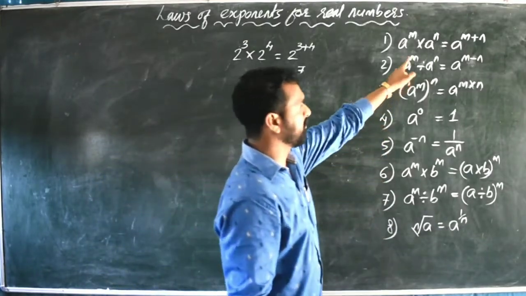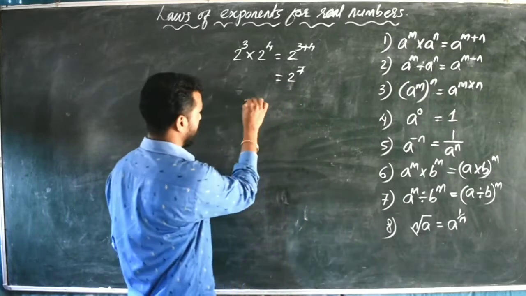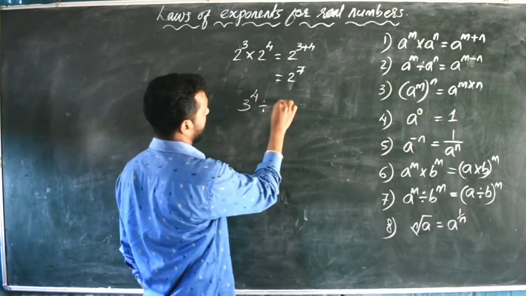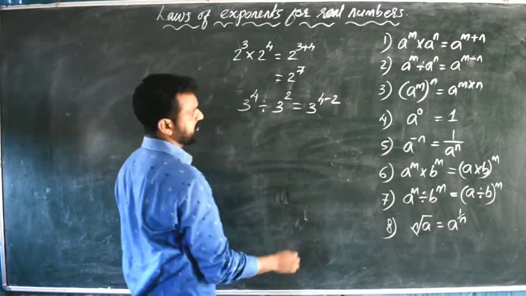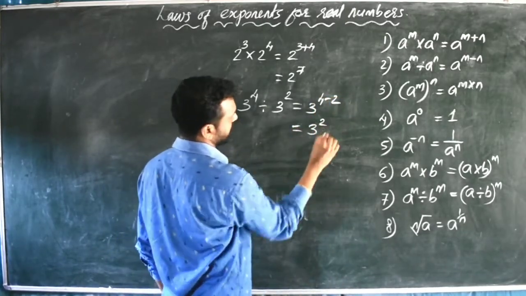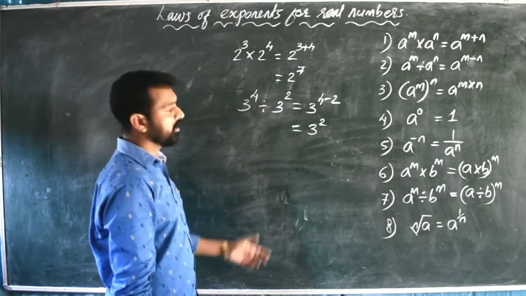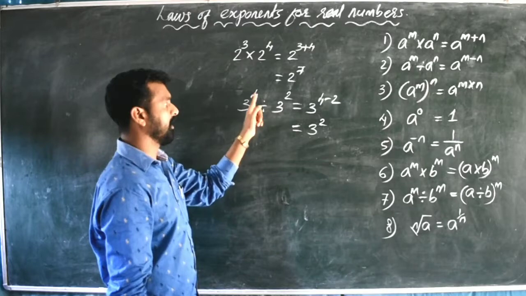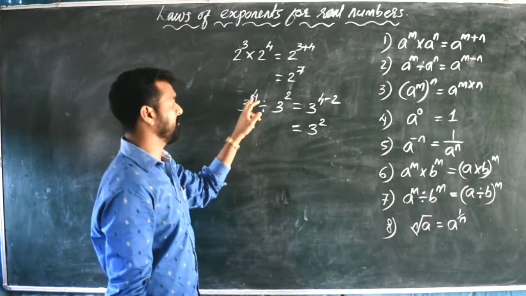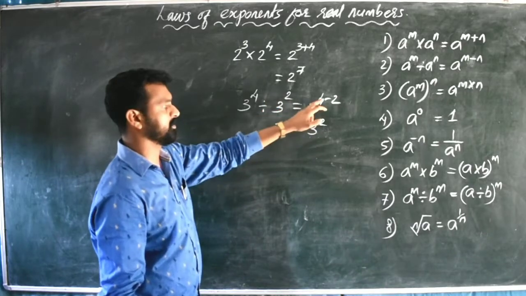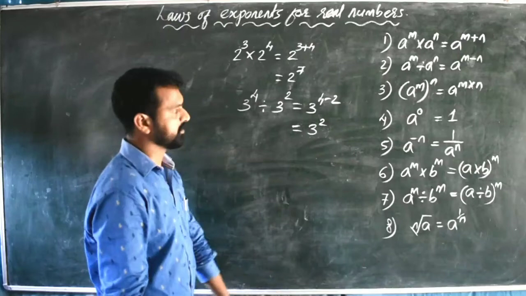Then a raised to m divided by a raised to n is equal to a raised to m minus n. Example, 3 raised to 4 divided by 3 raised to 2 is equal to 3 raised to 4 minus 2, that is equal to 3 raised to 2. Bases should be equal, 3, 3, and the exponents are different. Then we can use the second formula, 4 minus 2, that is equal to 3 raised to 2.